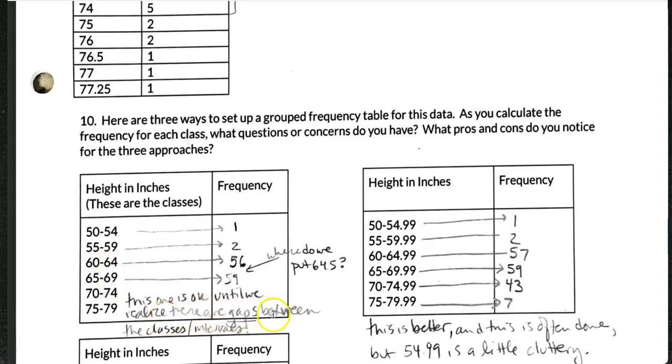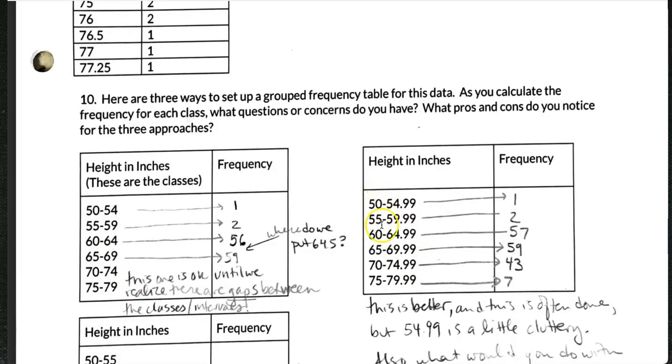This one's okay until we realize there are gaps between the classes or intervals. So these are the classes, and I don't like that there's a gap. So I might come up with the following system. Instead of saying 50 to 54, I say 50 to 54.99. And that way I feel like I'm going to capture those decimals. Like the 64.5 would be in this category. So there would be one more value in there. So that goes up to 57 because we captured that data value in this category.